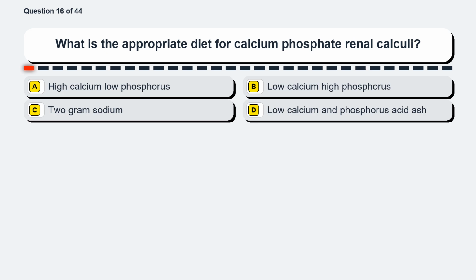Question 16. What is the appropriate diet for calcium phosphate renal calculi? Option A, high calcium low phosphorus. Option B, low calcium high phosphorus. Option C, 2 grams sodium. Option D, low calcium and phosphorus acid ash.